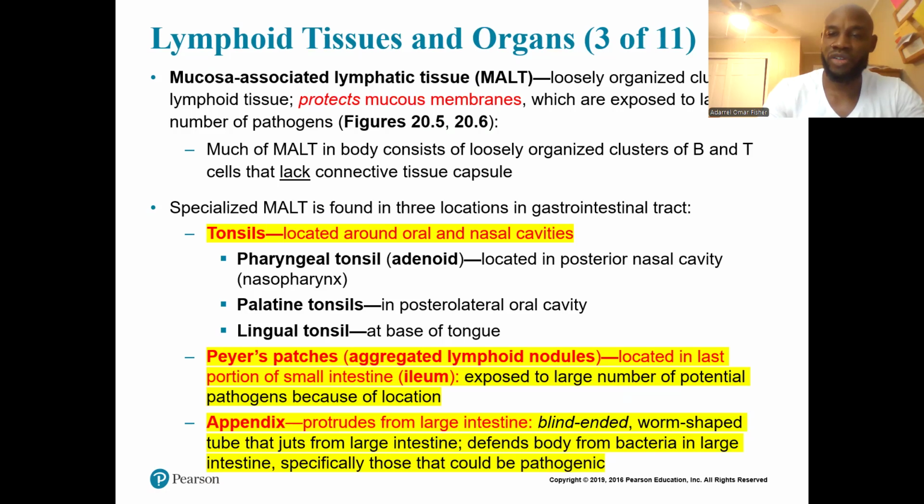I mentioned this a little bit earlier, but we have mucosa-associated lymphatic tissue, MALT, loosely organized clusters of lymphoid tissue, which protects mucous membranes exposed to large numbers of pathogens. So what part of the body do you think will be exposed to large numbers of pathogens? Well, any part of your body that is open to the outside. So coming in, we have to breathe, so things can come in our nose. It's like an open door to the outside pathogens.